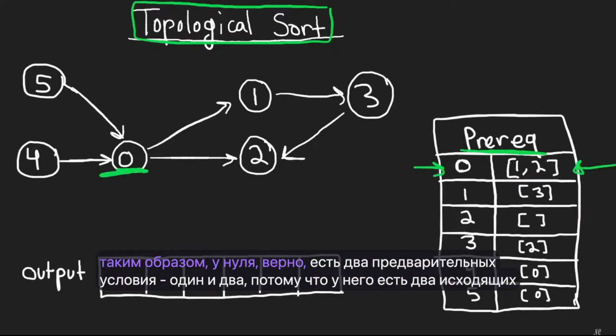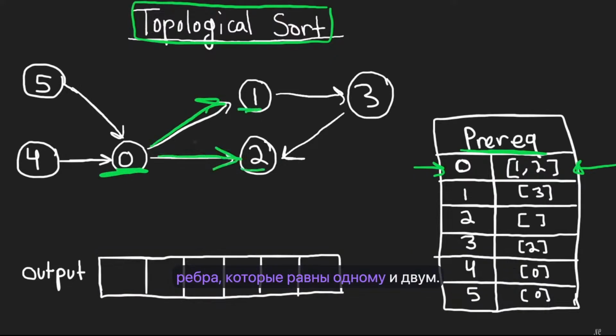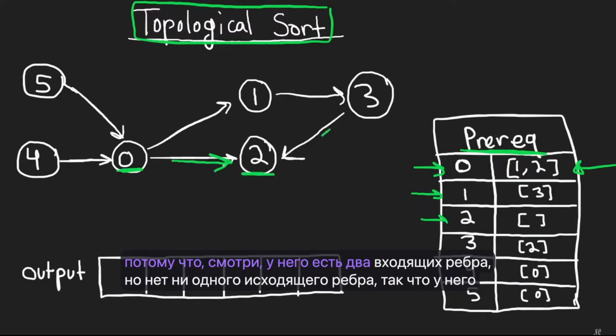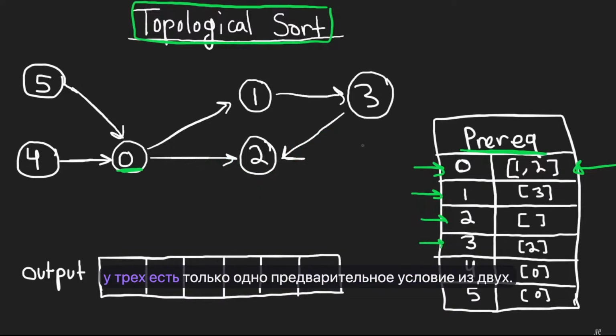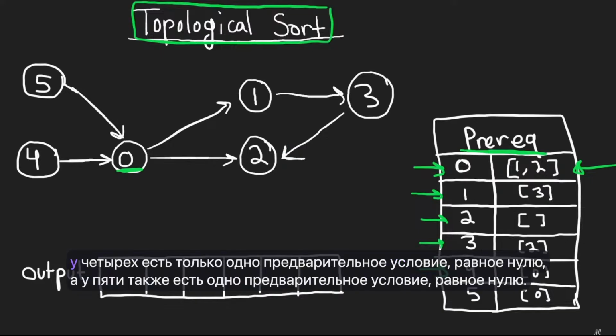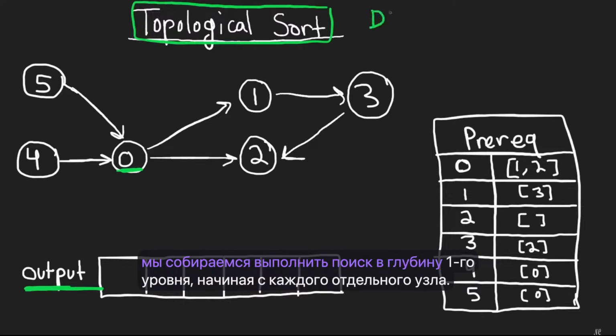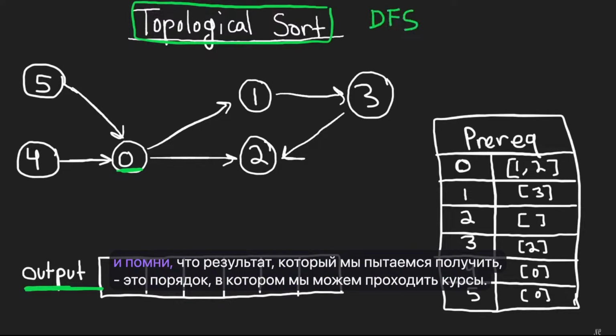So 0, right, has 2 prerequisites, 1 and 2, because it has 2 outgoing edges to 1 and 2. 1 has a single prerequisite, 3. 2 has no prerequisites, right? Because look, it has 2 incoming edges, but it does not have any outgoing edges, so it does not have any prerequisites. 3 has a single prerequisite of 2. 4 has a single prerequisite of 0, and 5 also has a single prerequisite of 0. And so we are going to build the output. We're going to do depth first search starting at every single node. And remember, the output we're trying to build is the order in which we can take courses.